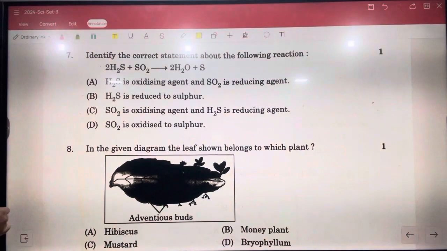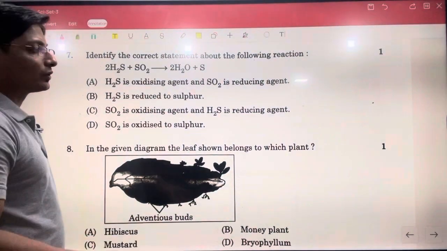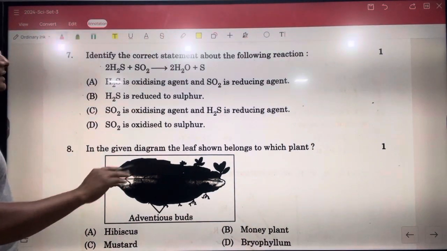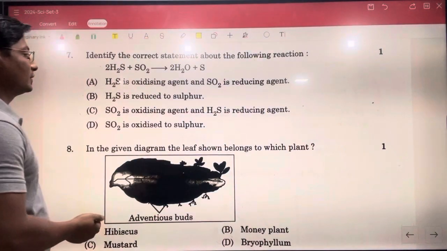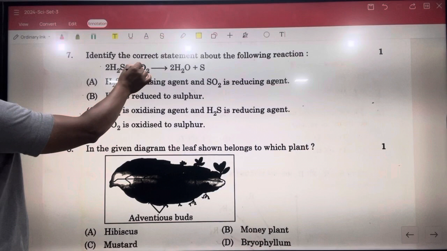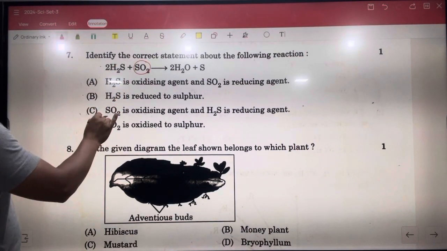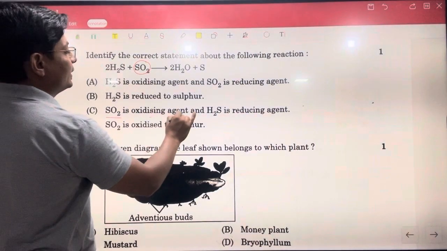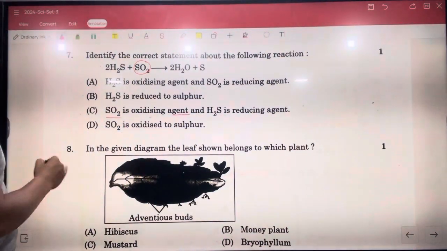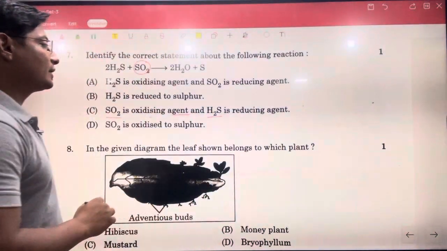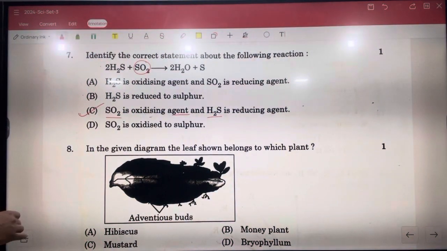Okay. Oxidizing agent means what? Which provides oxygen to the other element to form its compound, and reducing agent means what? Which provides hydrogen. So now here SO2 is providing oxygen, therefore it is the oxidizing agent. So you just see SO2 is the oxidizing agent, so this is correct. And H2S is providing hydrogen, so therefore H2S is the reducing agent. Therefore option C is the correct option.